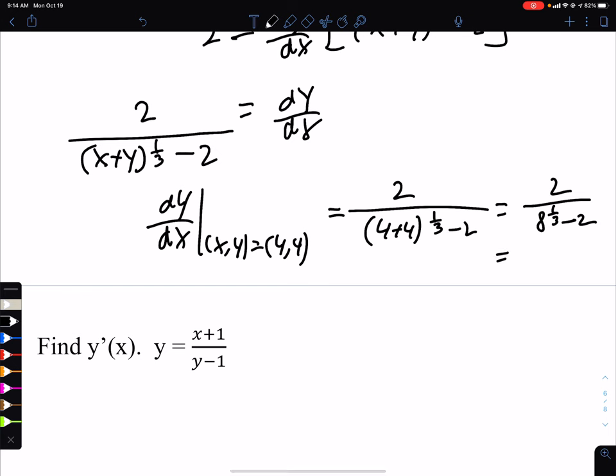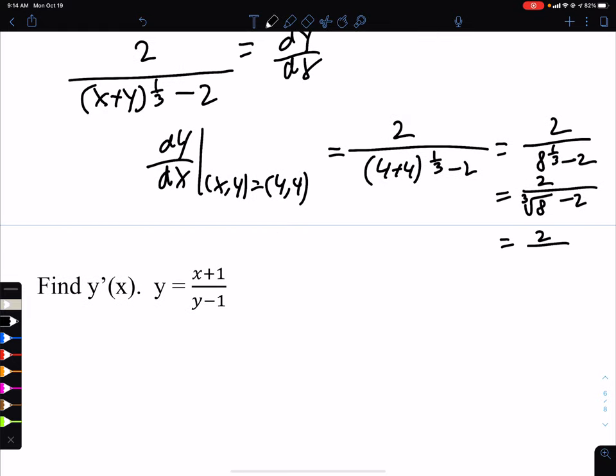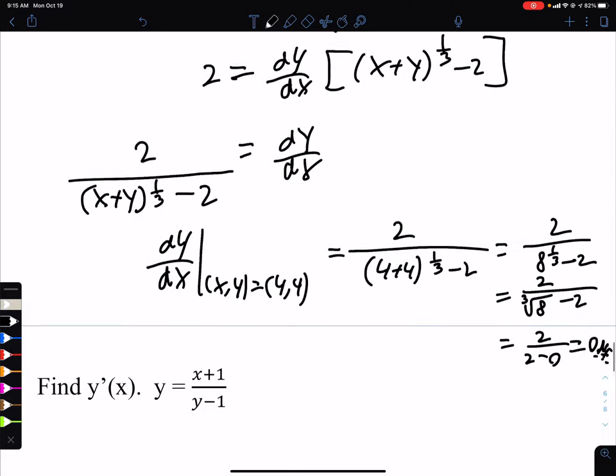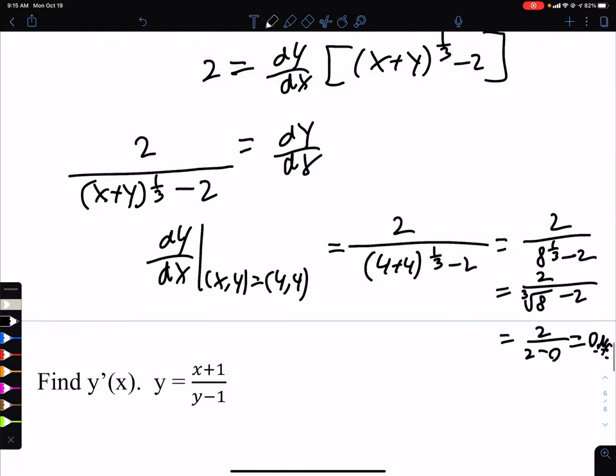But the 1/3 power is the cube root of 8, which is 2. Oh, it's undefined. So it has an infinite slope at that point. It's a vertical tangent line at that point. All right. Yeah, if I would have used the correct point, that wouldn't have come out that way, but that's fine. Understand when your derivative is infinity, that's a vertical tangent line. In reality, in this one, that point doesn't even exist. That's probably why it came out that way.